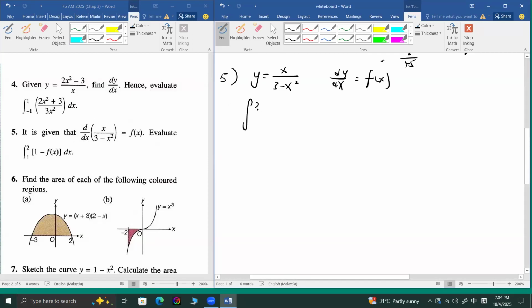So now we see 1 minus f(x) dx. Okay, remember just I said if you have plus or minus here, separate it. 1 minus f(x) dx. Okay, this one, f(x), exactly the same, can you see? f(x). So this one you have to do it yourself.